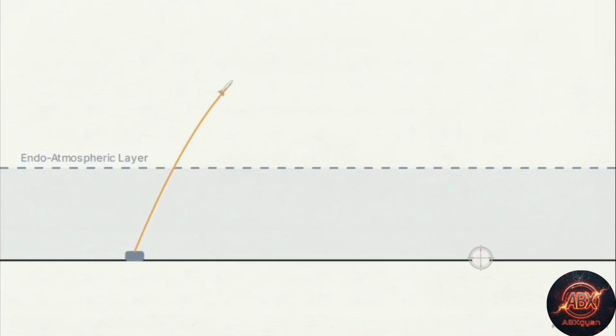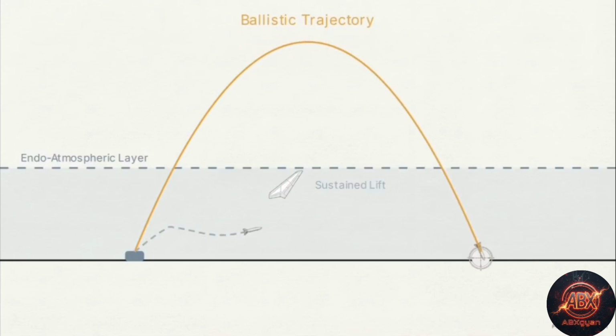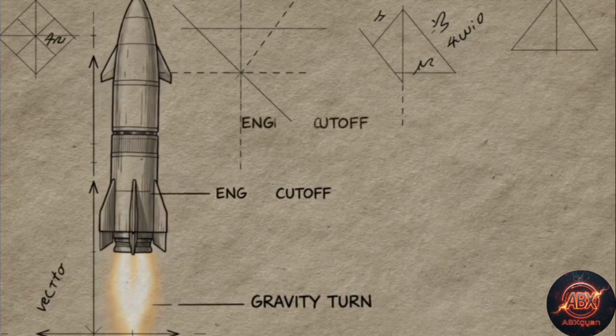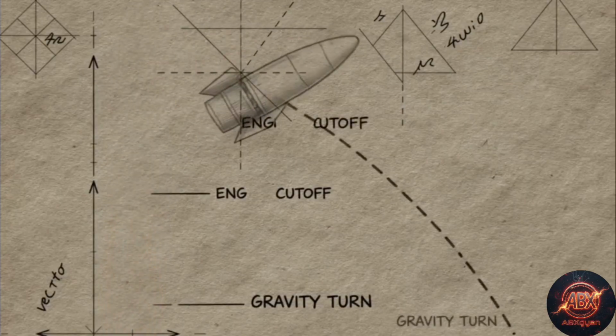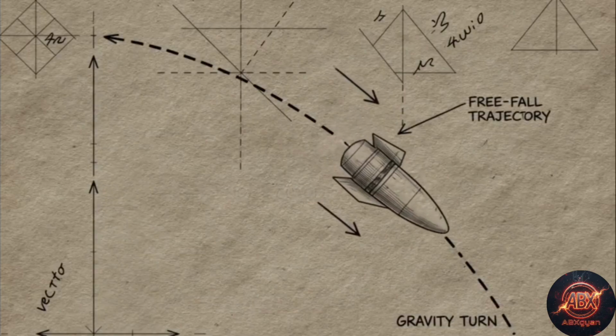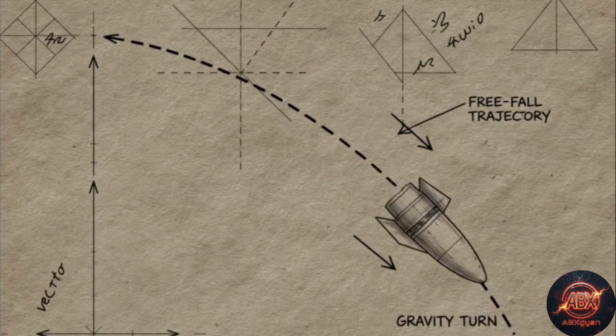A ballistic missile follows a high, arching parabolic trajectory. This separates it from cruise missiles, which rely on sustained lift to stay airborne. During the initial powered flight phase, the missile's engine burns to push the weapon into the upper atmosphere. Once the engine cuts out, the weapon enters its ballistic phase. It falls back to Earth at extreme speeds, driven entirely by gravity.